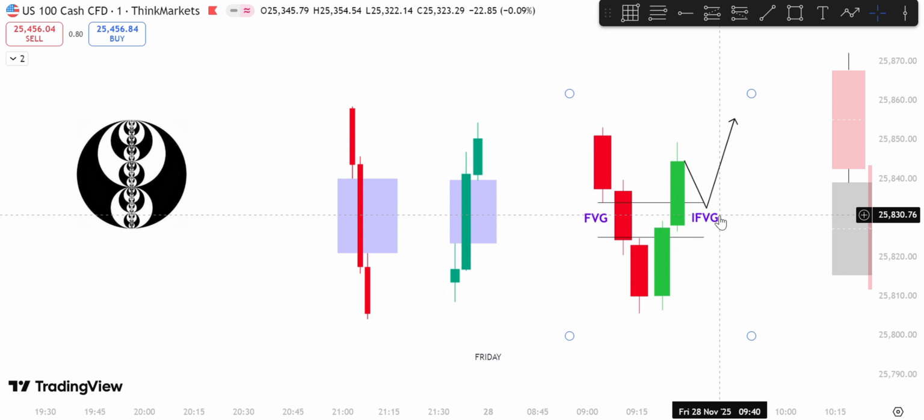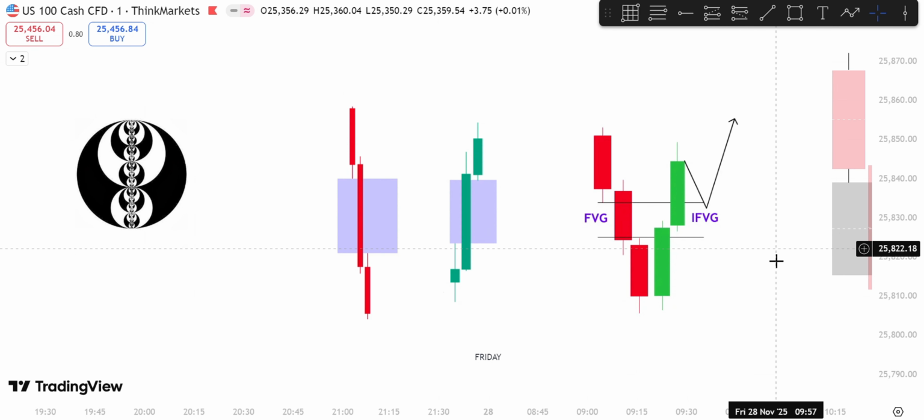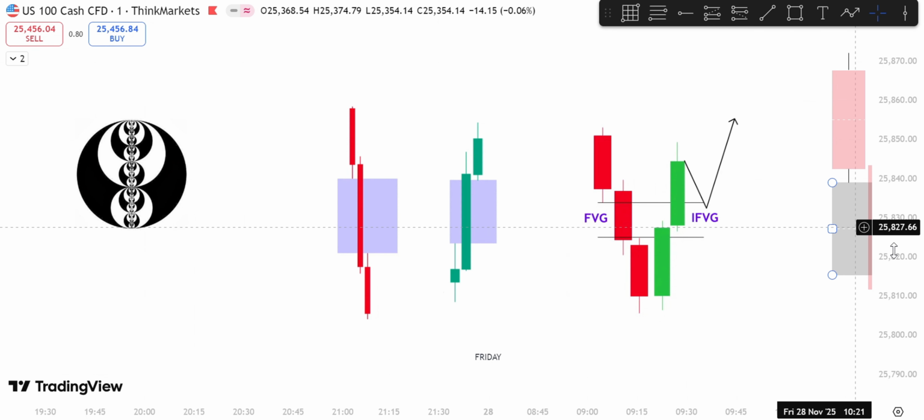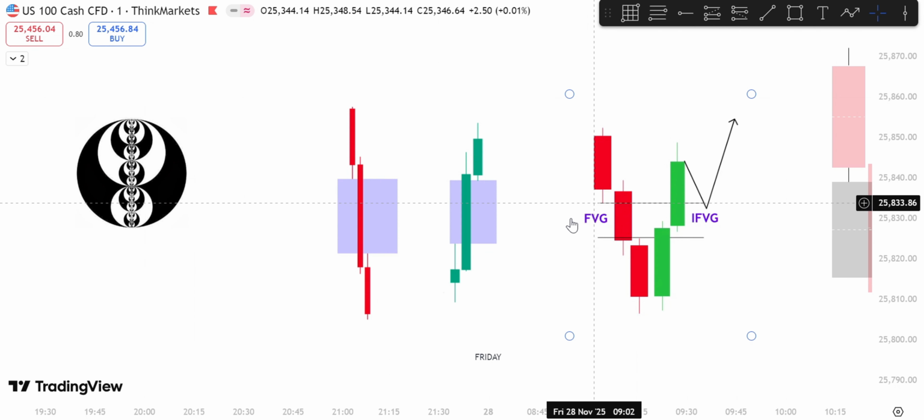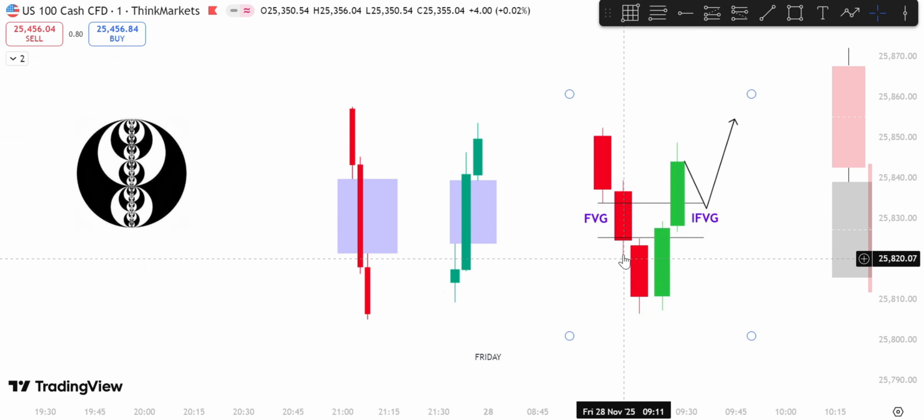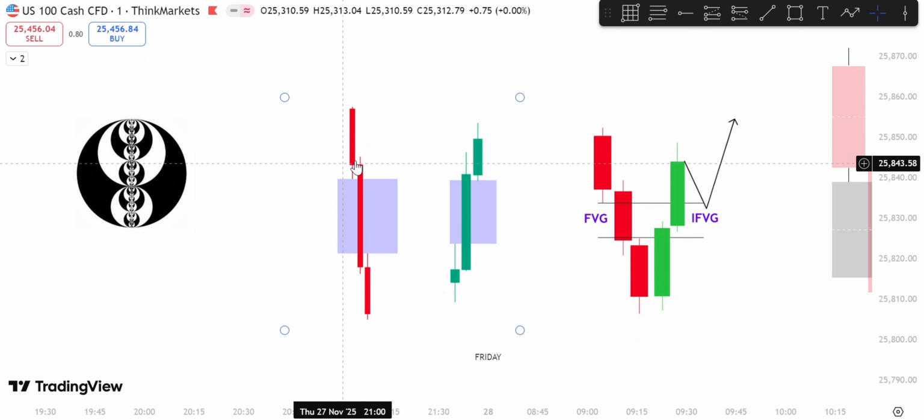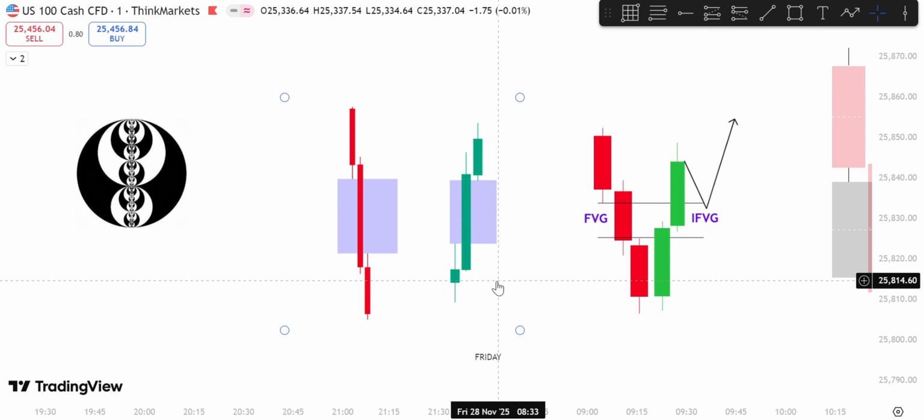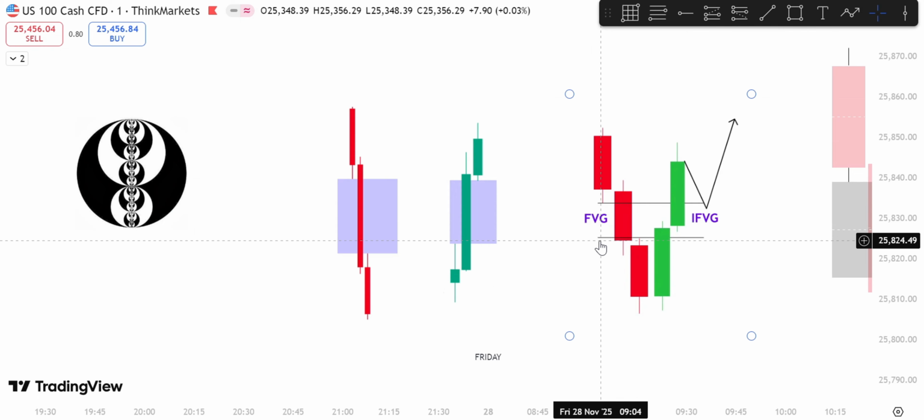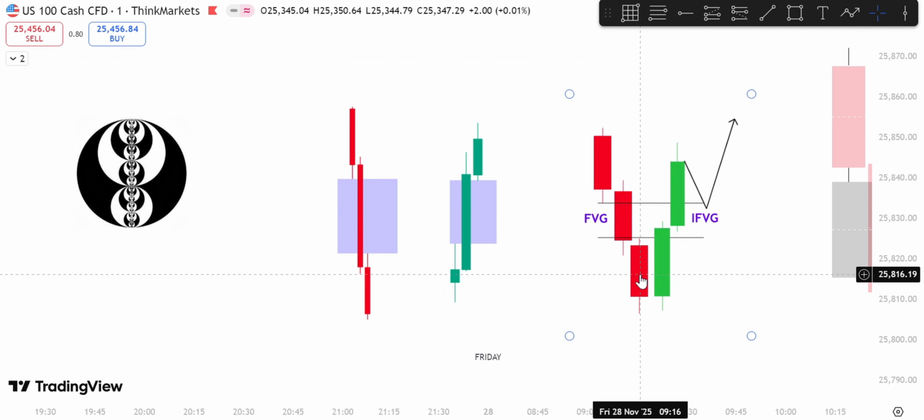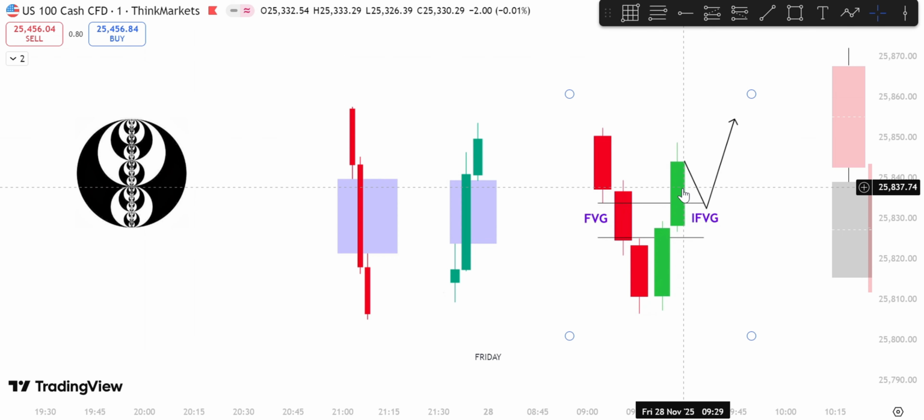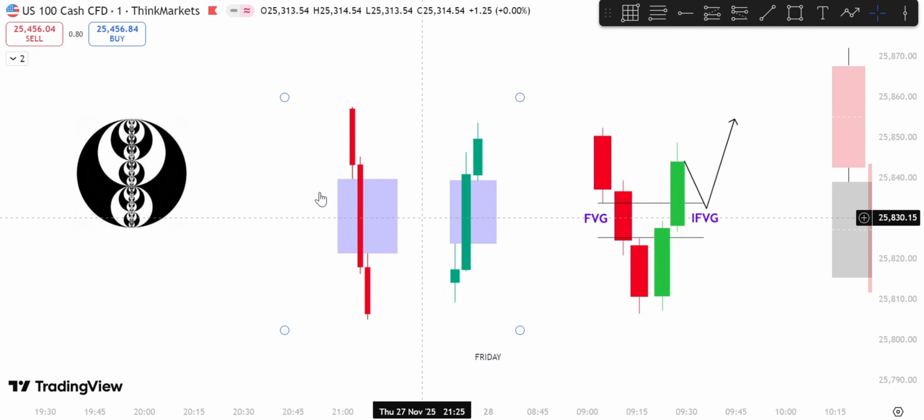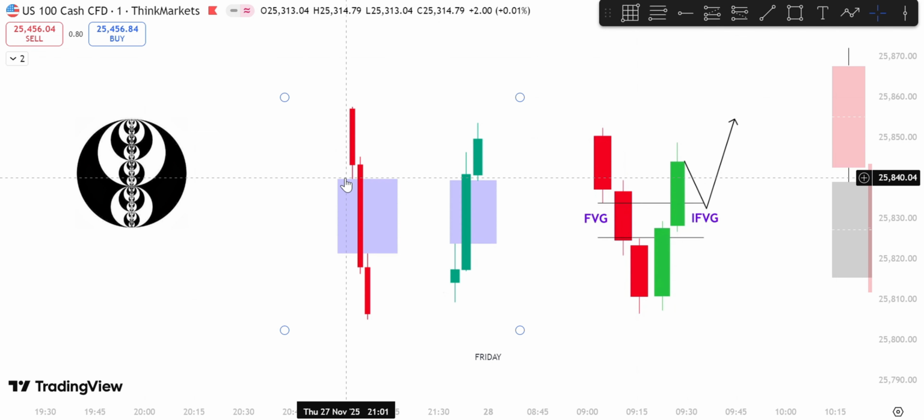This happens frequently, and it is called an inversion fair value gap. The inversion fair value gap is when you have a fair value gap, which in this example is bearish, so it's going to be this one. You mark from the first candle's bottom wick up to the third candle's top wick. That is your bearish fair value gap. An inversion fair value gap is when you have a candle body closure above the first candle's bottom wick.